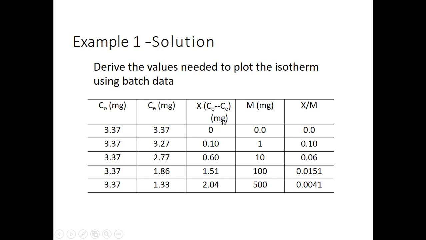Now X is the difference between C initial minus C equilibrium. C initial minus C equilibrium will give you the value of X, which is the adsorbed material, and M is the applied adsorbent. So at the end we can have the value of X over M. These are the values of X over M for each point.